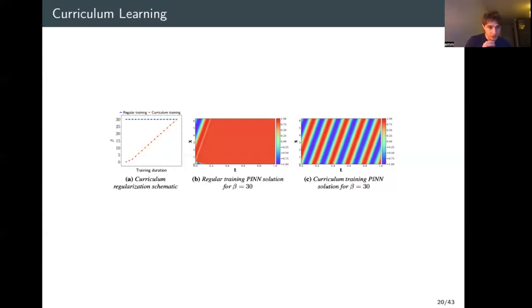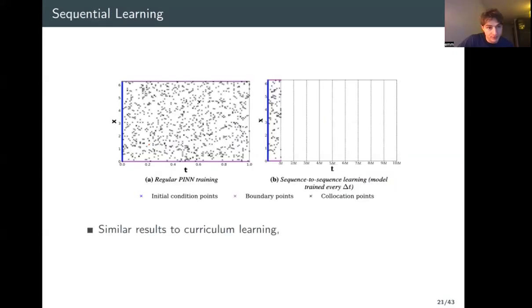So to do this, you can make beta smaller, make the velocity smaller. We saw that it's possible to solve the equation in this context. And then we're going to do some training iterations and then gradually make beta larger. So this tends to work, at least in the example of this paper. Tends to work quite well for beta equal to 30.